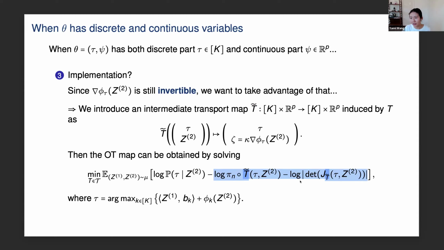This is a similar representation of the loss function we had earlier, except now I have another part of the loss that is given Z2, where Z2 lies in the reference distribution. I will need to solve a maximization program to find its membership in the discrete component.